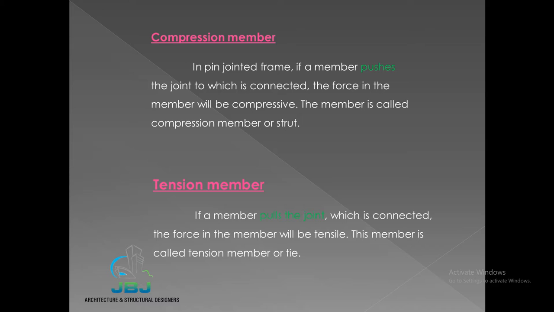And second is the tension member. If a member pulls the joint, just keep in your mind this important term, pulls the joint to which it is connected, the force in the member will be tensile. This member is called a tension member, or we can also call it a tie member. Both are the same, tension member or tie member.